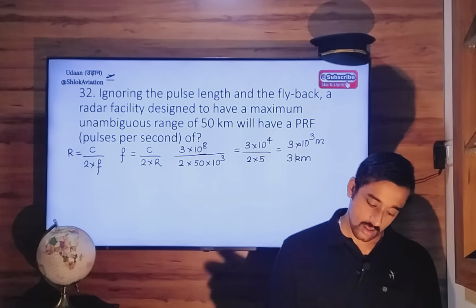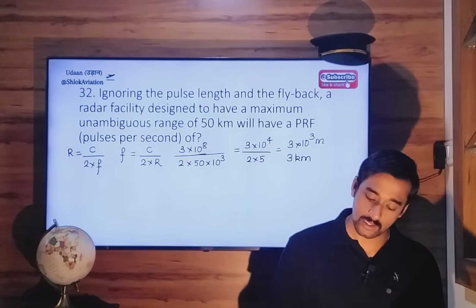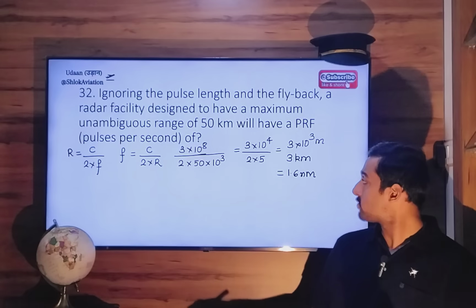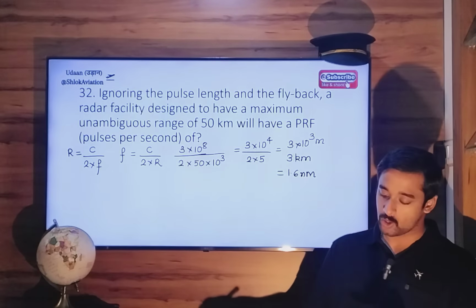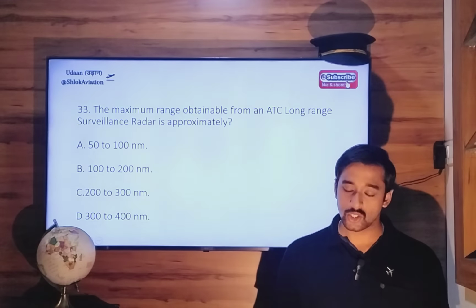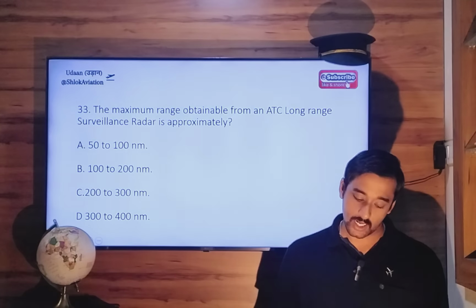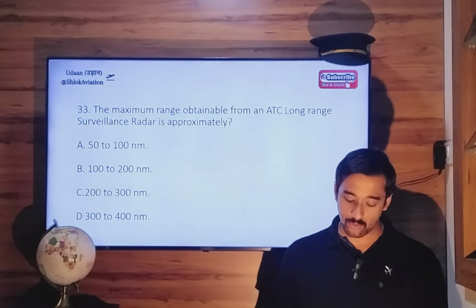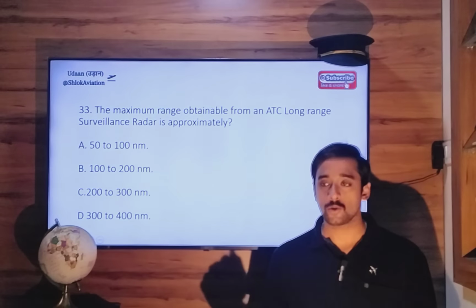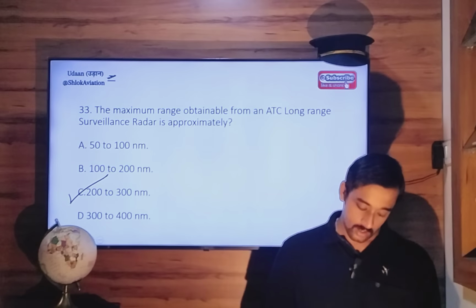Or 3 divided by 1.85 is 1.6 nautical miles. So answer will be 3 kilometer or 1.6 nautical miles. Question 33. The maximum range obtainable from an ATC long range radar, area surveillance radar, is what? So as given in the textbook, it is 200 to 300 nautical miles. 200 to 300 nautical miles. Option Charlie. Remember this. Next.